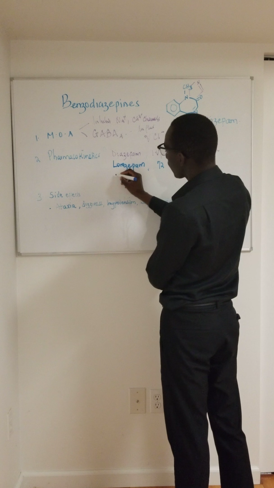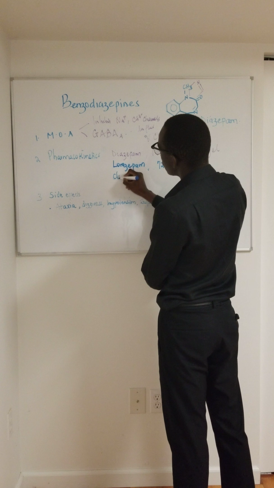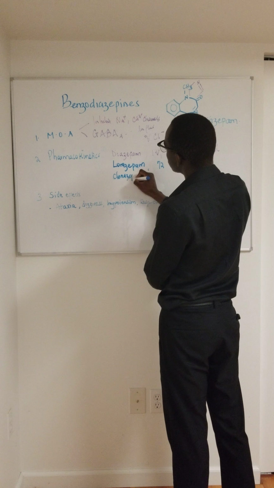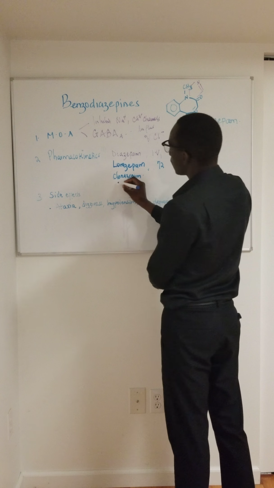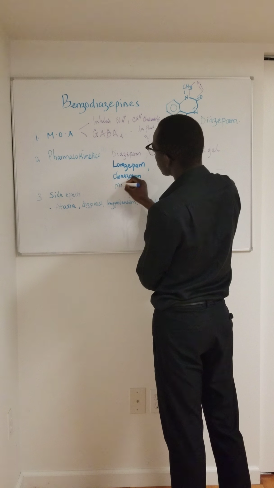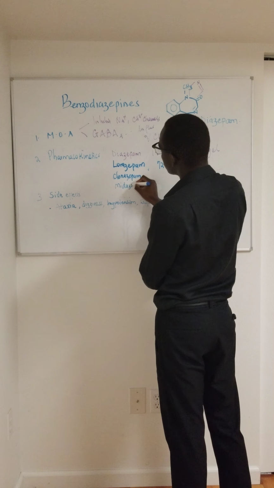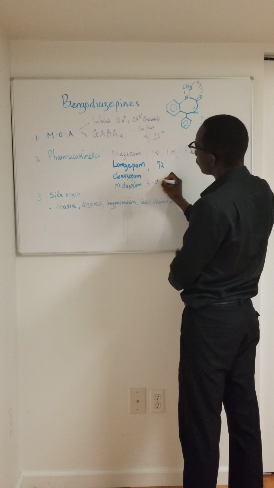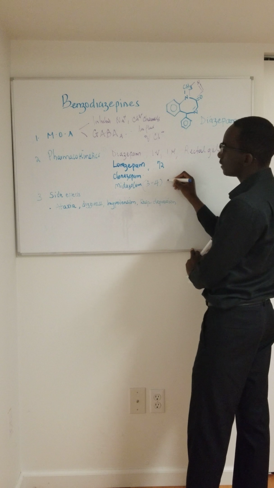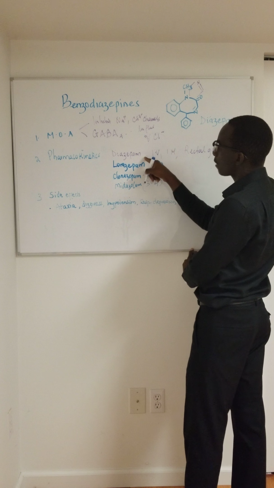So another drug is clonazepam, also used in seizure management. And another one we have is midazolam. This midazolam has a half-life of 3 to 4 hours, and it is more potent than IV diazepam.